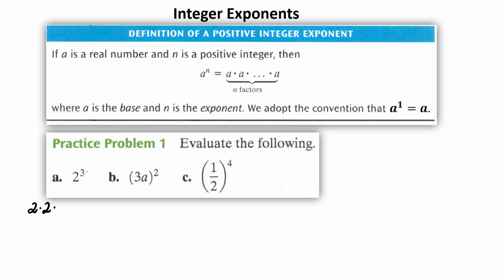2 cubed is 2 times 2 times 2, which is 4 times 2, which is 8. 3a between parentheses squared is 3a times 3a, and 3 times 3 will be 3 squared. a times a is a squared, so it's 9a squared.